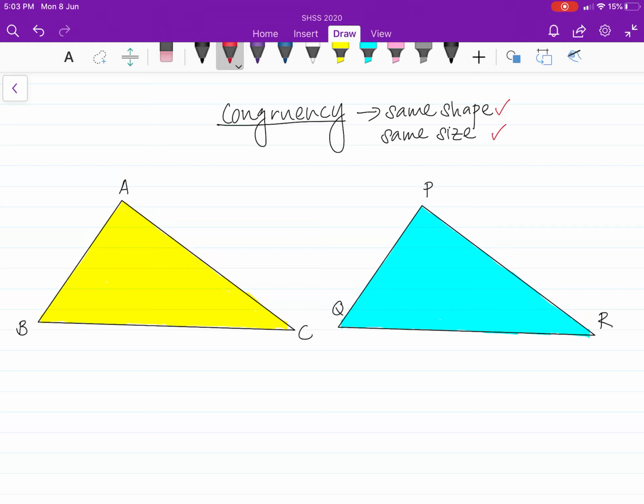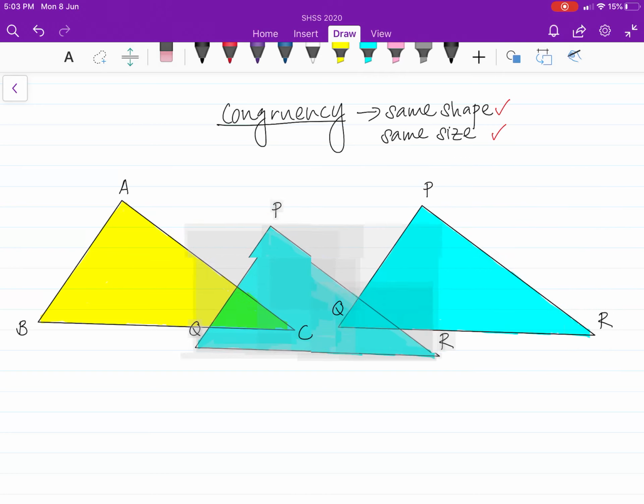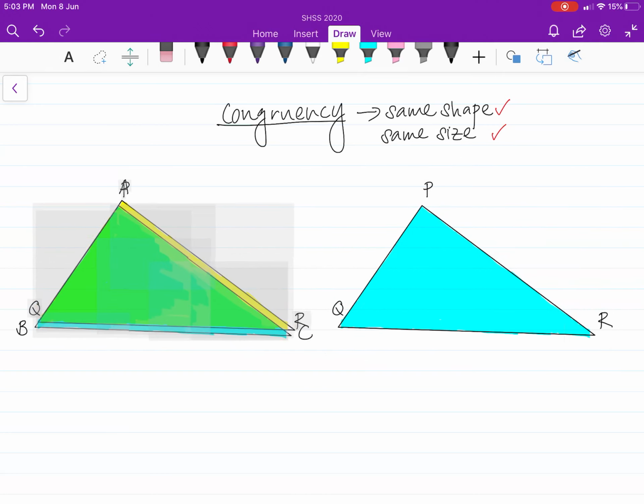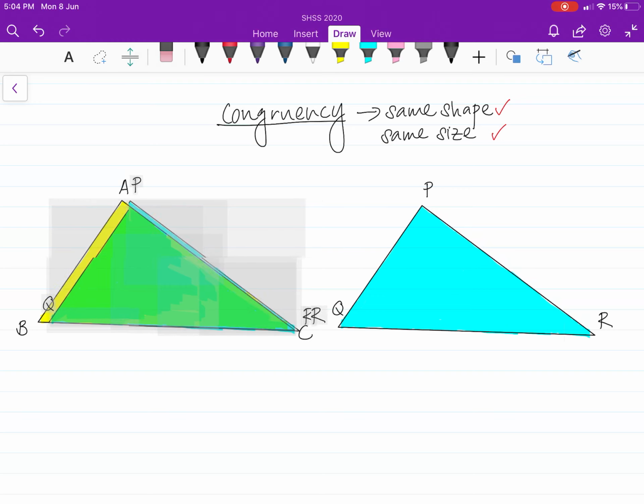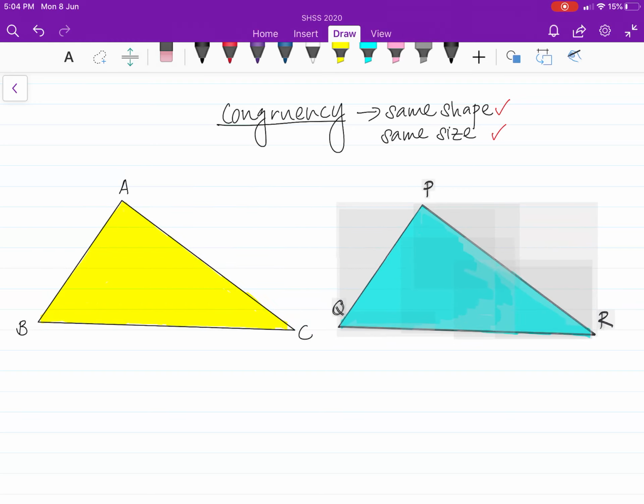Like these two triangles that you see right now here on your screen. One is yellow in color and one of them is blue in color. They are not identical, but they are congruent. How do you know whether they are congruent? First you will notice that they have the same shape and the same size. If you notice, all the lengths are the same and all the angles are the same. That's why they are congruent.